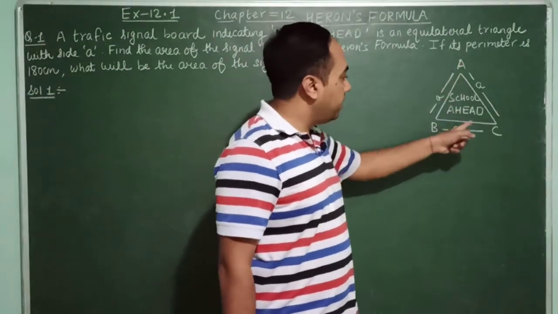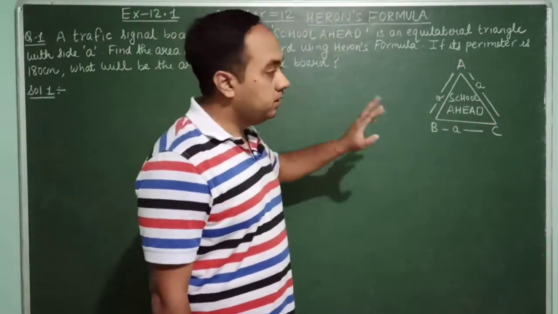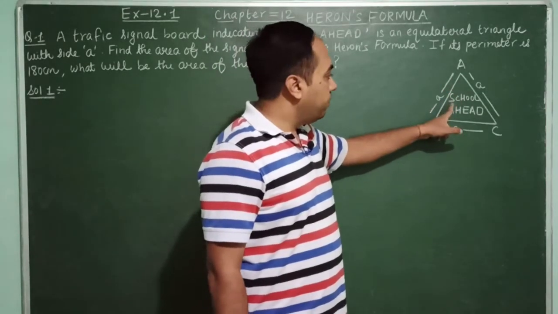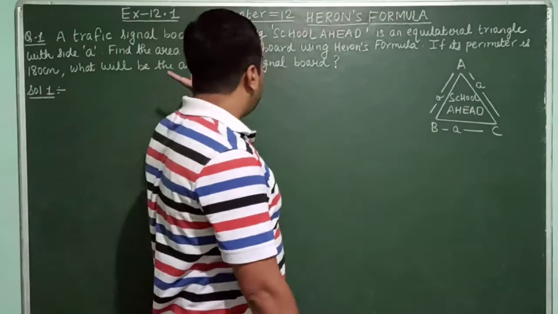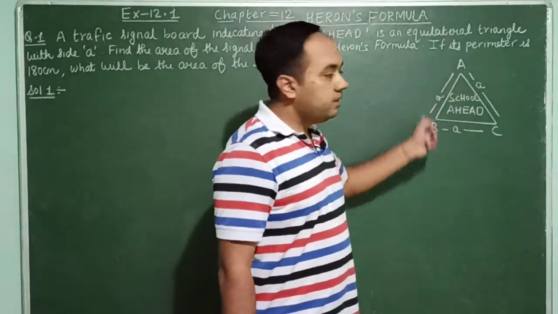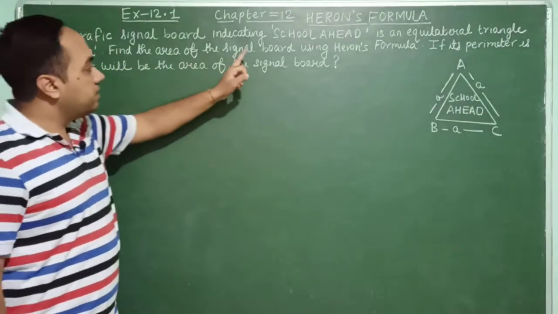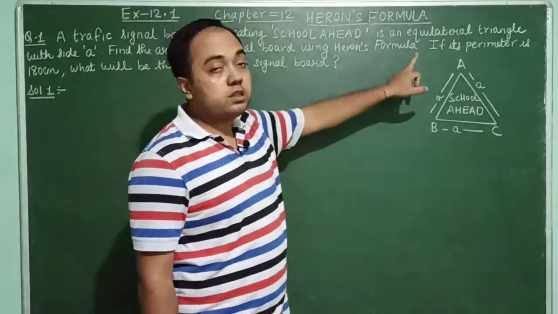Suppose this is an equilateral triangle, correct? And what is written in this equilateral triangle? This is a board, and what is written over here? School ahead, with each side equal to A. All three sides are equal to A. Find the area of the signal board using Heron's formula.